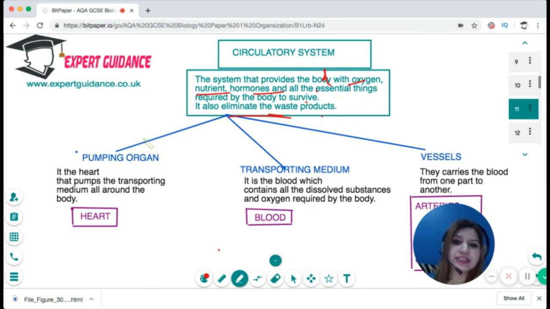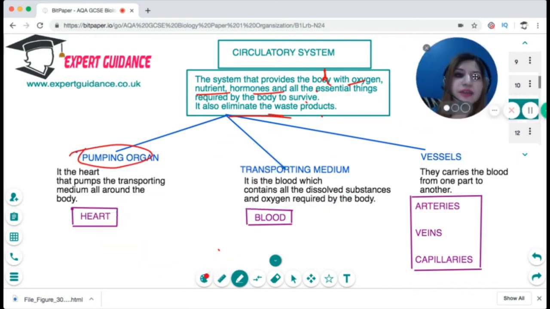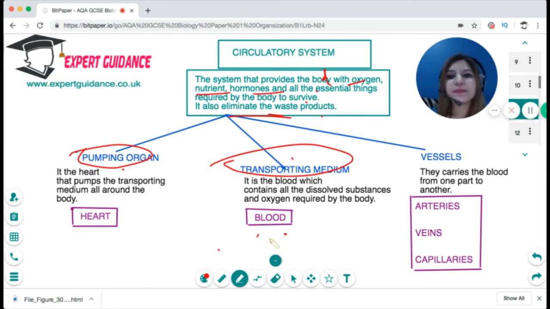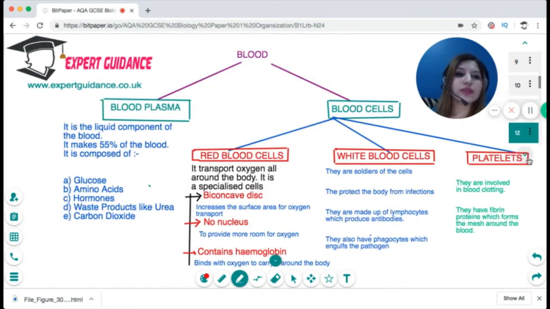And circulatory system consists of three components: a pumping organ, an organ that pumps, the transporting medium. Transporting medium is the blood, which has all the things that a cell requires. It is pumped by a pumping organ called the heart, and the blood is taken from one cell to another, or from one organ to another, through the system of vessels, which is arteries, veins, and capillaries. So now we'll be looking over what is blood, heart, and these arteries, veins, and capillaries.